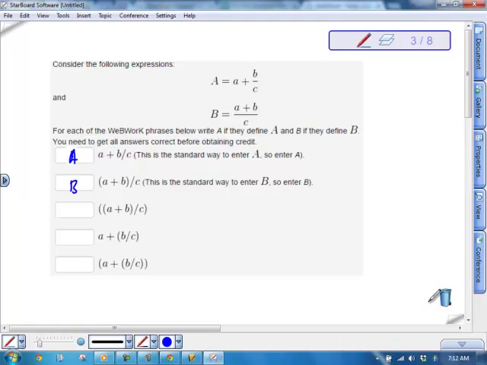And then the next one, C's under both of them because of these parentheses, so that's B. And then the next one, C's only under B, so that's A. And then this one, C's only under B again, so that's A as well.